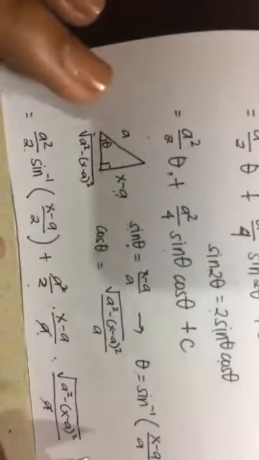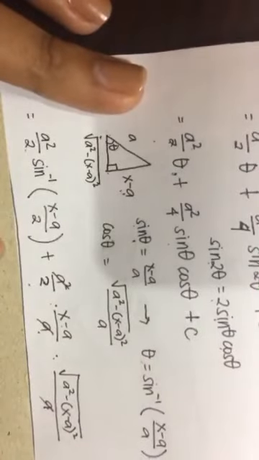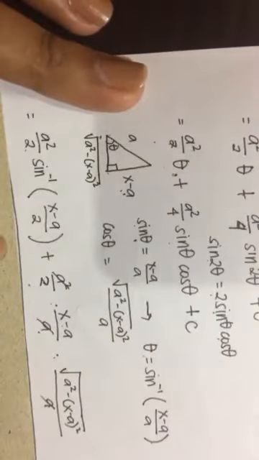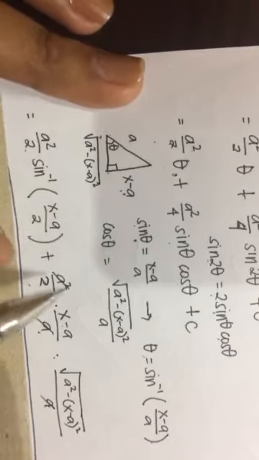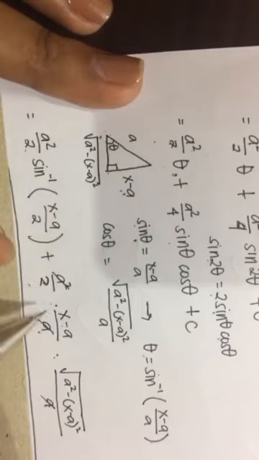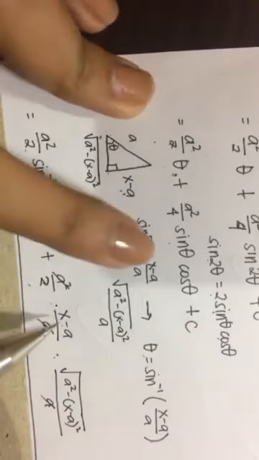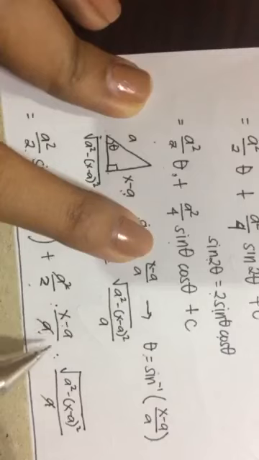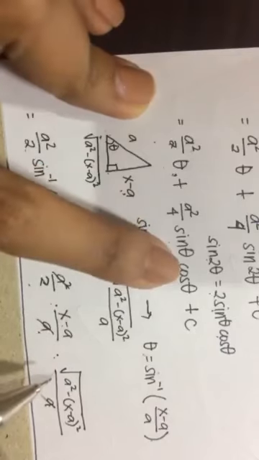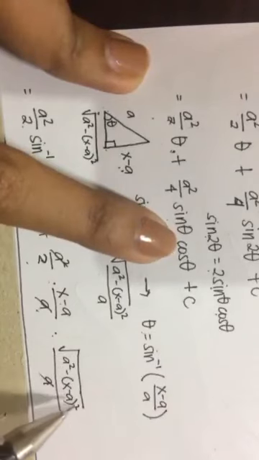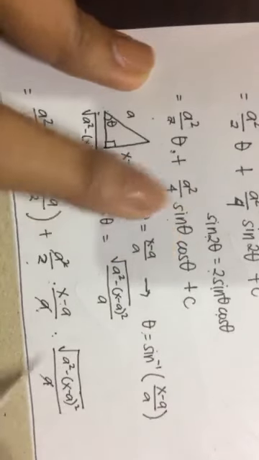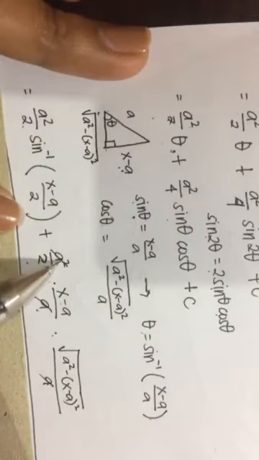And then we substitute all the theta in terms of x. So a squared over 2 arcsine of x minus a over a, plus a squared over 2 times sine theta, which is x minus a over a, times cosine theta, which gives us the square root of a squared minus x minus a, squared, over a.